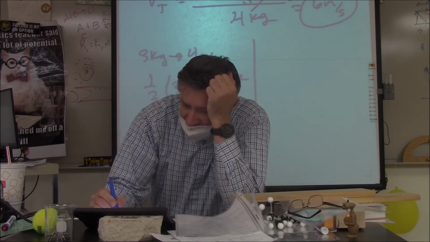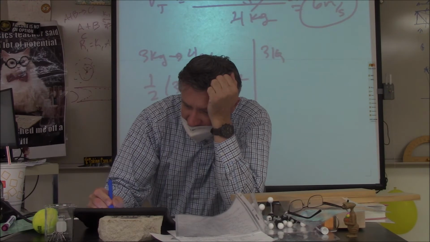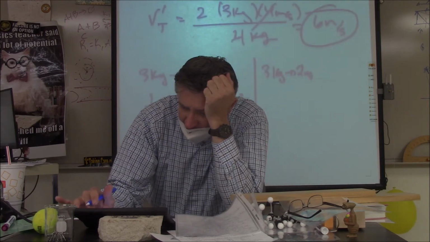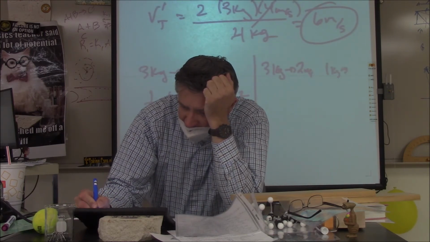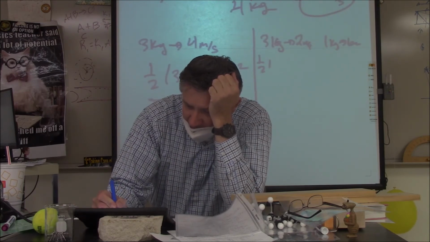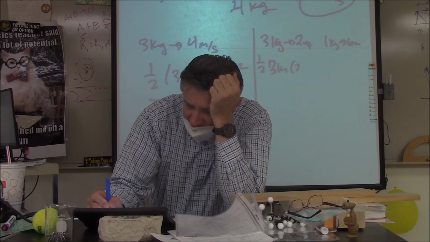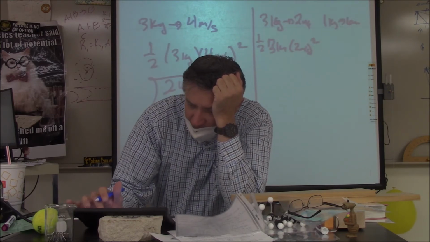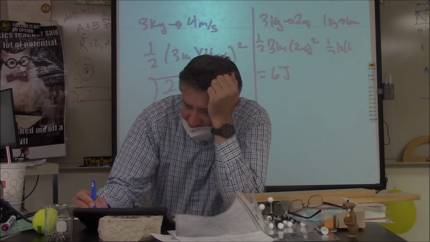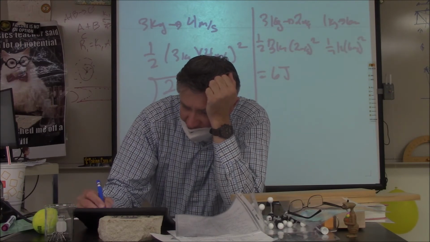Now, afterwards, I'm going to take the 3 kilograms, and it's going to be moving at 2 meters per second. And then the 1 kilogram is moving at 6 meters per second. So I'm going to take 1/2 of 3 kilograms times 2 meters per second squared. So that gets me 6 joules. And then I take 1/2 times 1 kilogram times 6 meters per second squared. So that gets me 18.